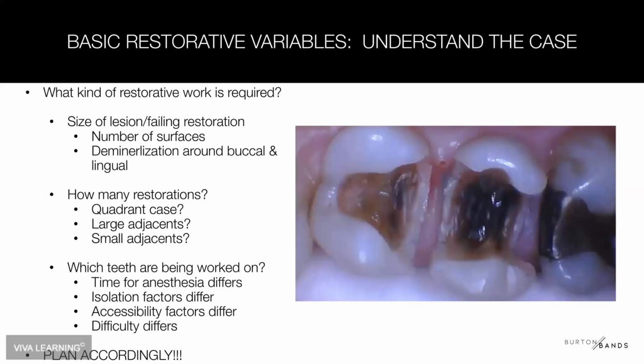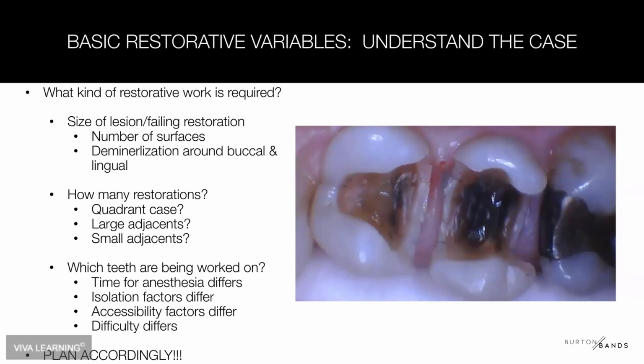So, basic restorative variable: understand the case. So what's the restorative demand? Things that are going to play a role are the size of the lesions or the failing restoration. Is it a large amalgam already? Are you going to have trouble controlling the gingival margin and where it goes, sub G or super G? Do they have those never-ending wraparound demineralization caries areas that you have to chase for what seems forever? These are things that you need to really pay attention to when planning and setting yourself up to understand what you're getting into and how to prepare for it.